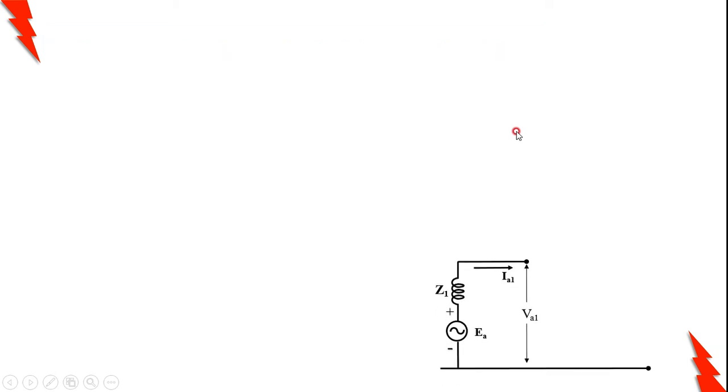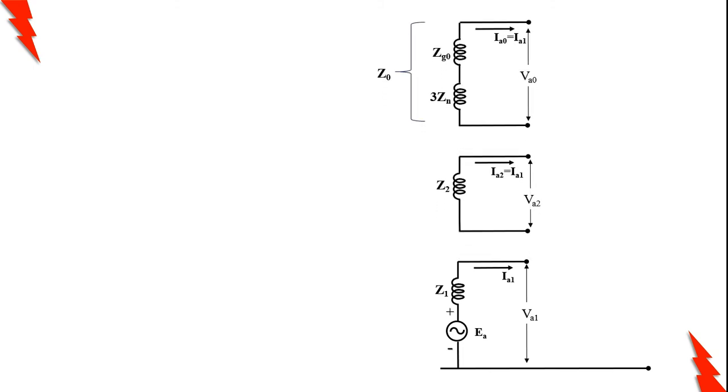The same thing is shown here. This is the positive sequence network, negative sequence network, then the zero sequence network. In this case, all of these are connected in series. If you look here, that is VA0, VA1, VA2, the sum of VA0, VA1, VA2 is what we are getting as VA. If you take the voltage between these two terminals, you are getting VA.